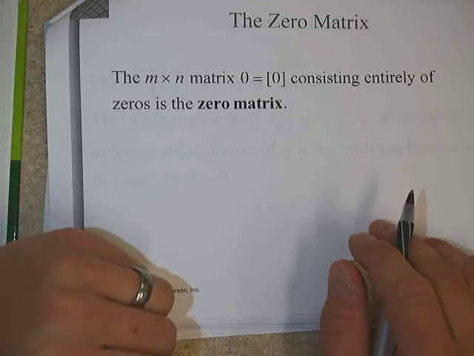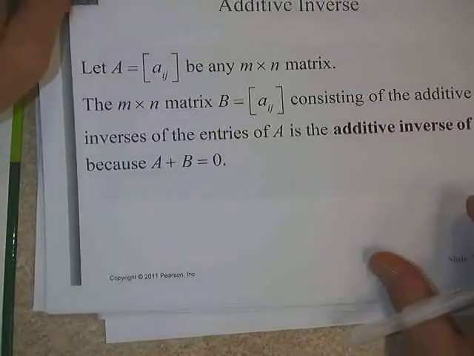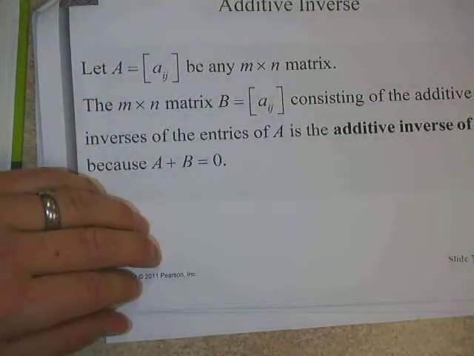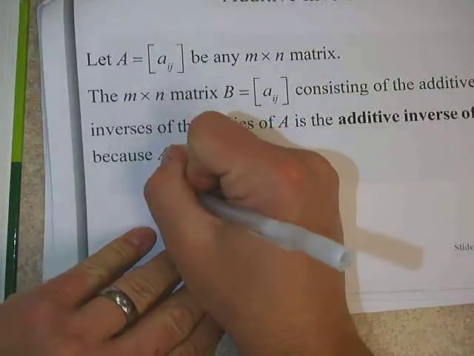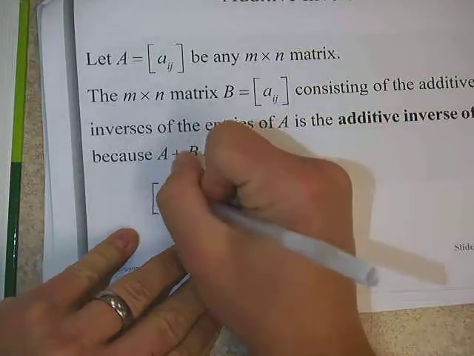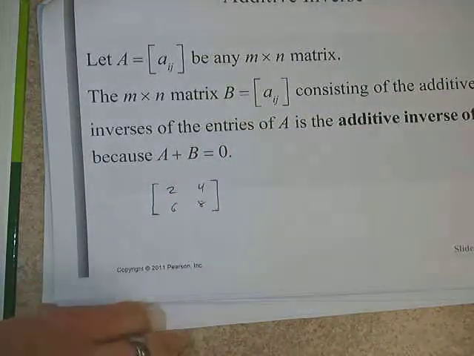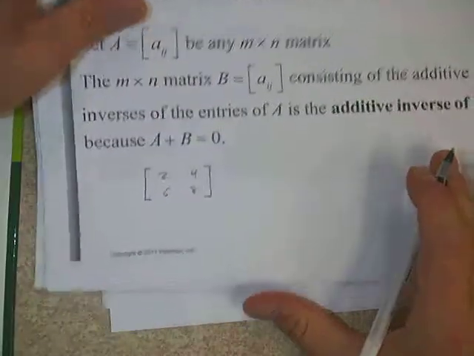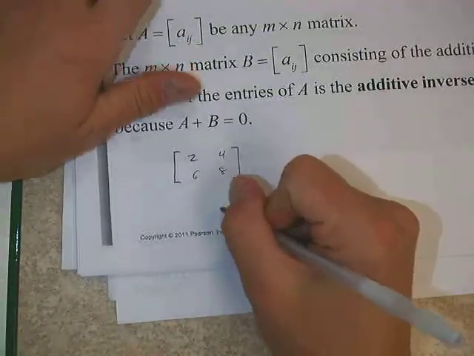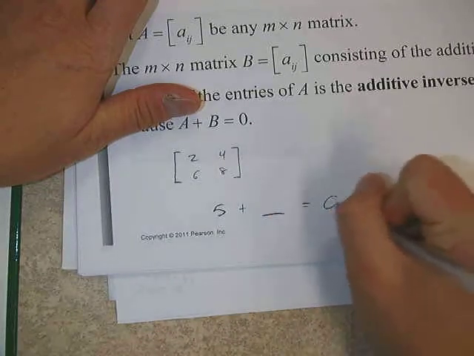And then we also have a zero matrix. This zero matrix is the matrix that has all zeros as its entries. The zero matrix comes into play when we talk about having an additive identity and an additive inverse. So let's just say we have a 2 by 2 matrix that's 2, 4, 6, and 8.